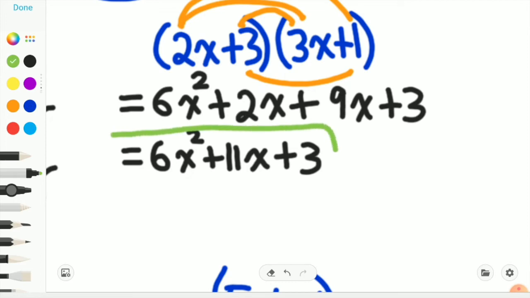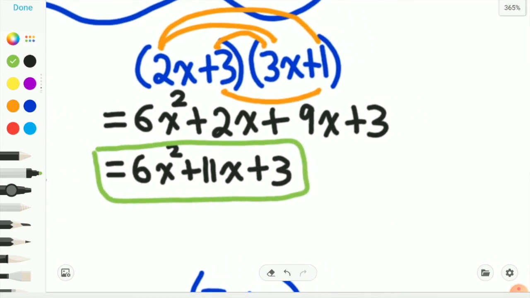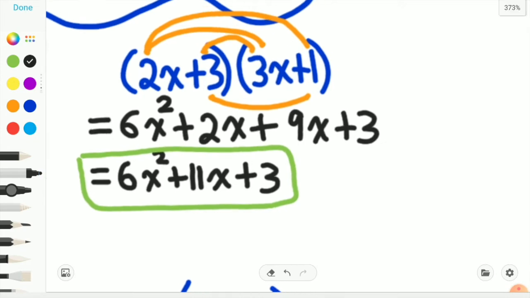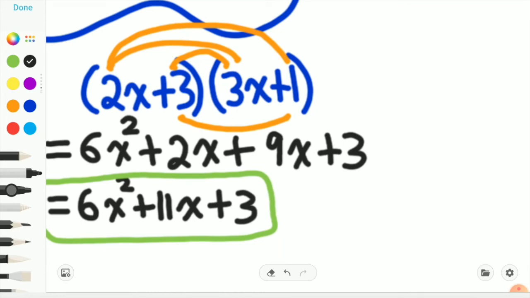I will also show you how to quickly check your work. The way I like to quickly check my work is I do a let statement on the side. So for example, let's say x is equal to 1. So I solve for this as x is 1. So 2 times 1 is 2 plus 3, which is 5. And then that's going to be multiplied with 3 times 1, which is 3, plus 1, which is 4. I'm just following BEDMAS here. So that's going to be equal to 20.